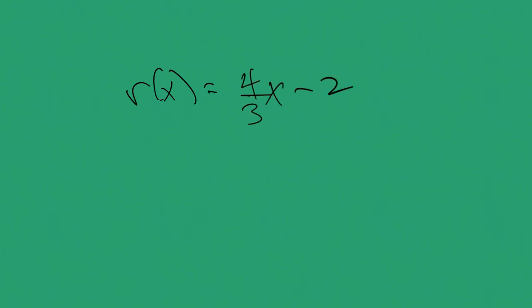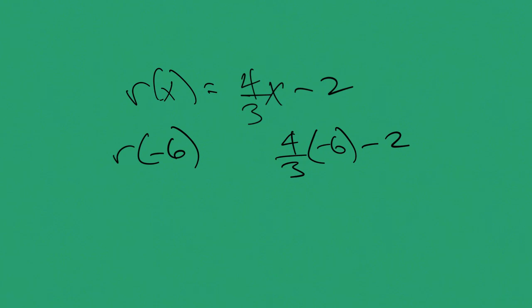Okay, so let's look at this one. Let's do one that's a fraction. You've got r of x is equal to 4/3 x minus 2. And they want you to evaluate r of negative 6. Okay, so again, they want us to go to the r function, which is that one, obviously. And they want you to put a negative 6 in for x. Okay, now, just like we've been talking about, keep your 4/3, open parentheses, plug the negative 6 in for x, and then minus 2.